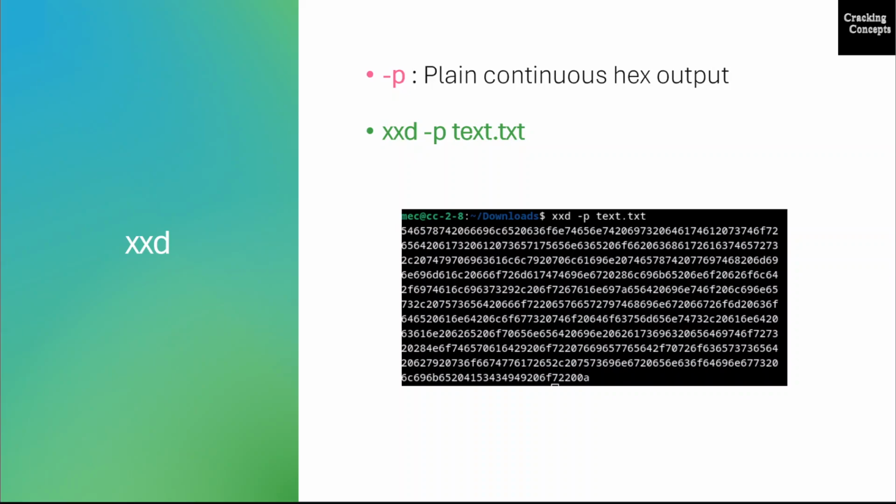For plain continuous hex output, we give the option -p. The command is xxd -p, the name of the file, text.txt. So this will be the entire byte stream of hexadecimal characters without any spaces or offsets.